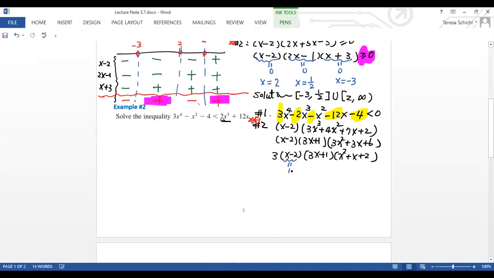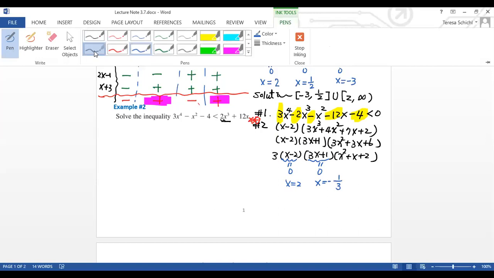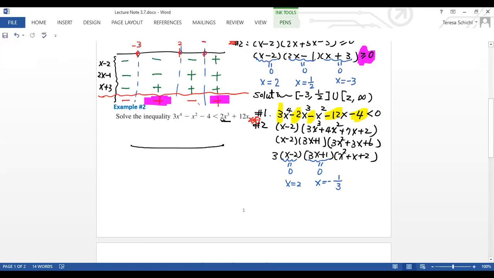So I will set this one equal to 0 and this one equal to 0. When you set this one equal to 0, x equals 2 and x equals -1/3. Okay, so now let's do our tables again. So this is our table. The first number here is -1/3, and the next number is 2. So that's why this divides my interval into a few intervals, okay?